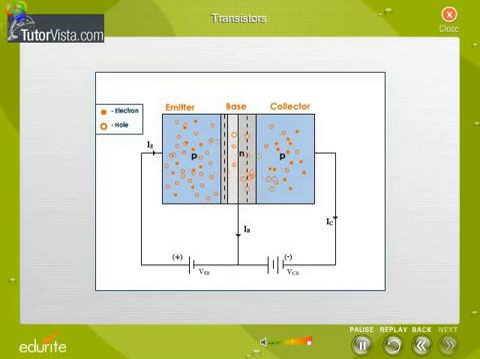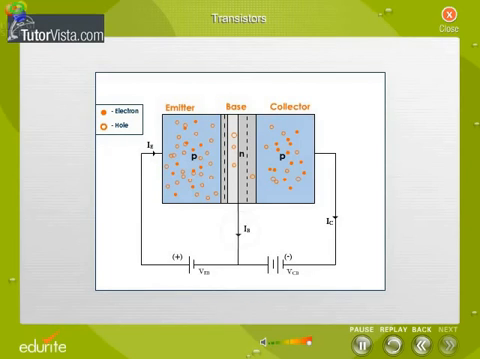Most of the holes coming from the emitter are able to diffuse through the base region to the collector region. In the collector region, these holes see the favorable negative potential, and hence they easily reach the collector terminal to constitute the collector current, IC. If IE, IB, and IC are emitter current, base current, and collector current respectively, then the emitter current is given by IE = IB + IC.